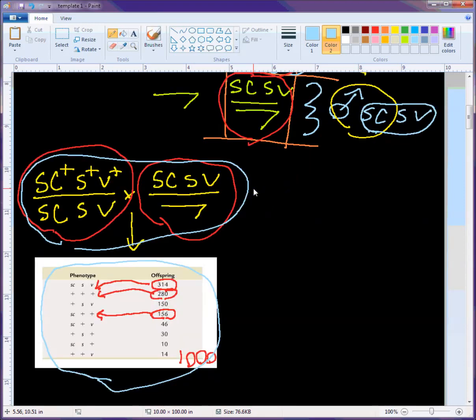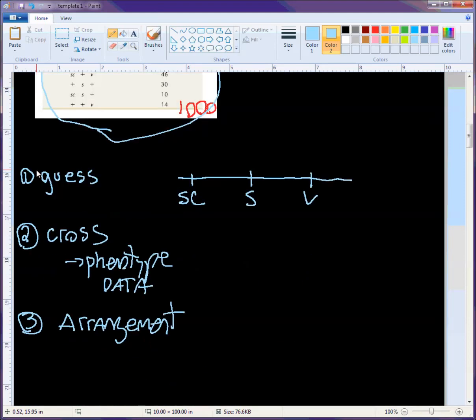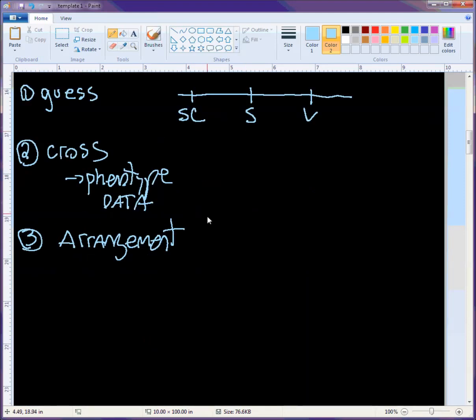We already know it. And let's look at the parents. Right up here, this F1 female, we've already determined that all the wild type alleles are together and all the mutant alleles are together. So the arrangement of alleles is like this. And I'm assuming S is in the middle here. So this is the arrangement of alleles in the female parent.